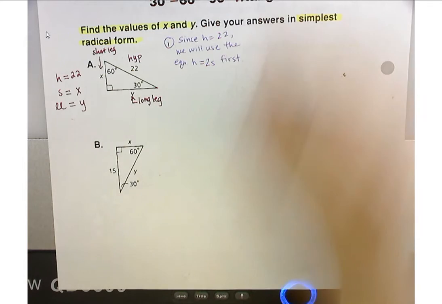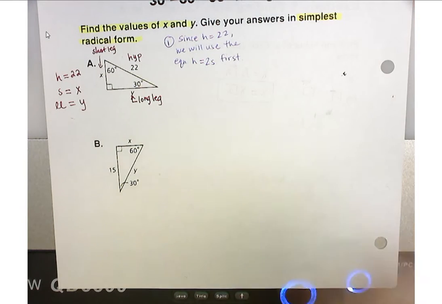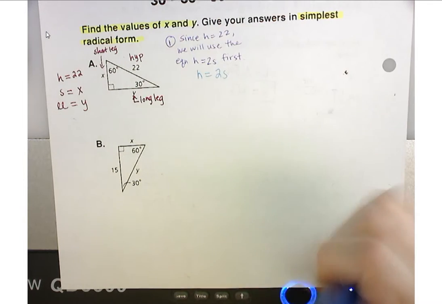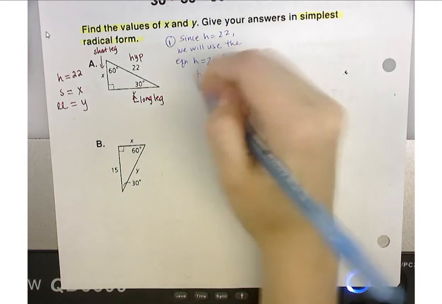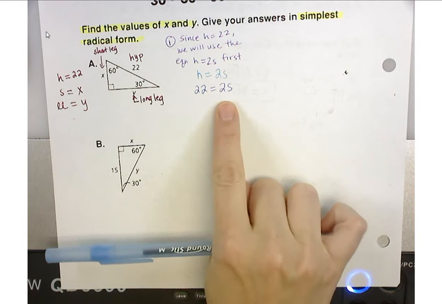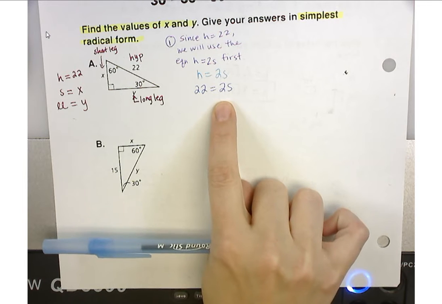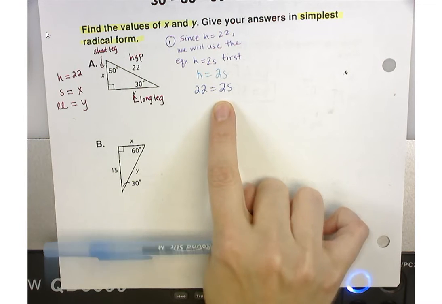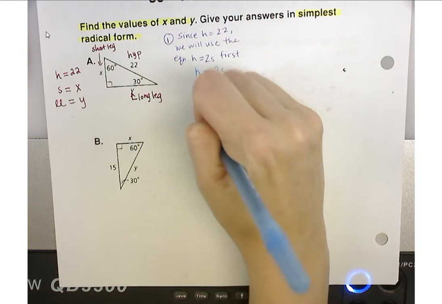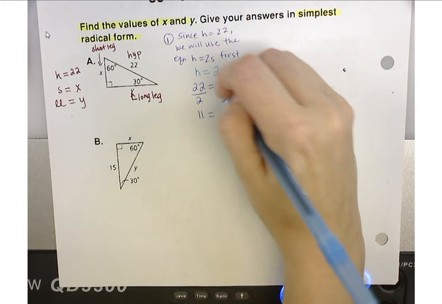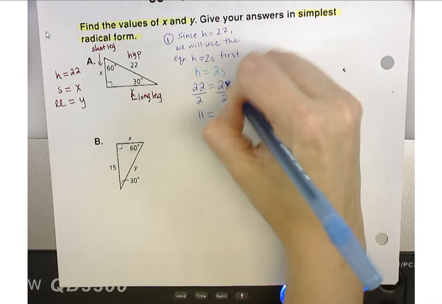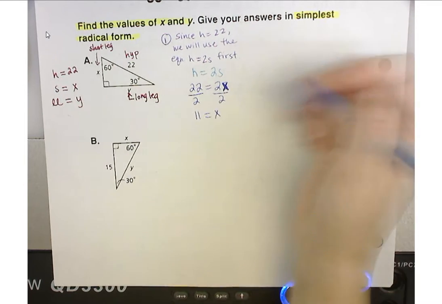All right, so now I'm going to plug those in. So I have H is equal to 2S, but my H value is 22. And then I just have to solve this equation for S. Okay, so what am I going to do to both sides? Divide by 2. Now, for S, what's our S here? Or X, so I'm going to put that in because you're solving for X. Okay, so your X equals 11.